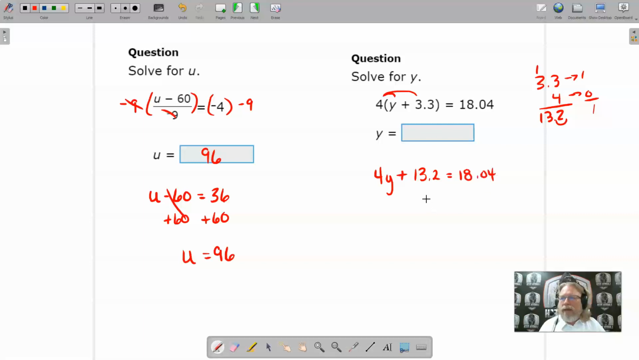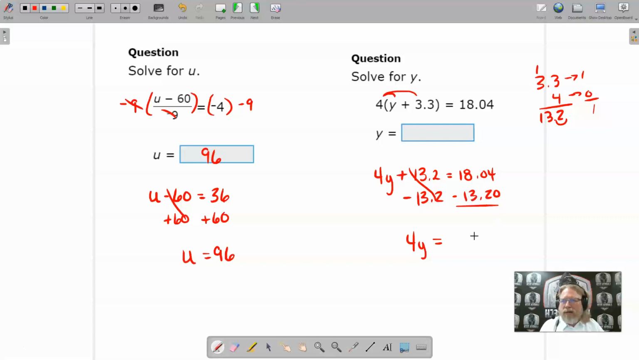18.04. So now we want to deal with this positive 13.2, so let's subtract 13.2. What we do to one side, we're going to do to the other. Oh, wrong, 0.2. And I'll put a 0 on there to make our subtraction a little easier. Those are going to cancel each other out, leaving us with 4y on the left. And then we have 18.04 minus 13.2. So let's go ahead and do that subtraction.